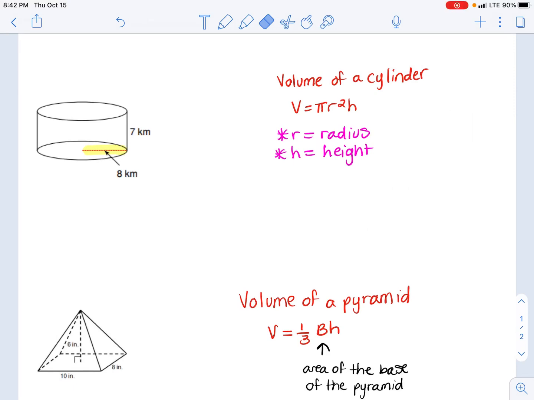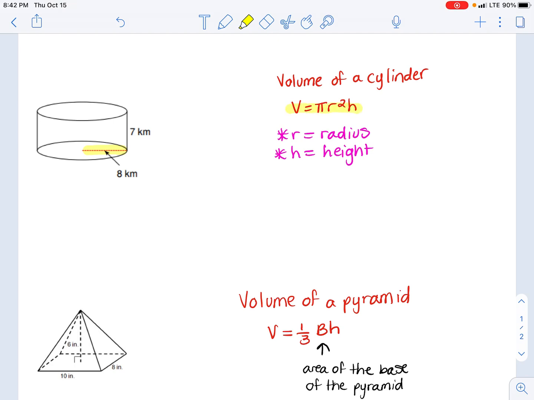Hello everyone, so today we're going to talk about the volume of a cylinder. To the left I have an image of what's called a cylinder, and to the right I tell you what the formula for the volume of the cylinder is. The formula is just V is equal to pi r squared h.